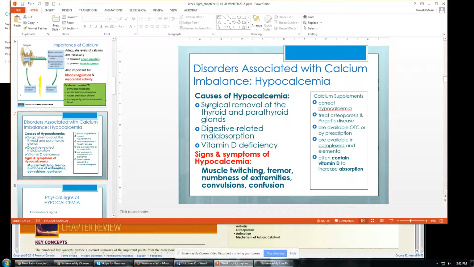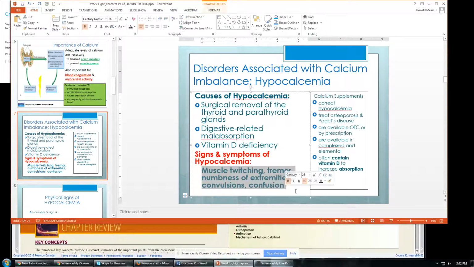Hypocalcemia causes, obviously, if we remove part of the thyroid and the parathyroid, that could cause hypocalcemia. Maybe people aren't consuming enough vitamin D or C, and that would lead to hypocalcemia. Keep in mind, these are the signs and symptoms we want you to be familiar with.